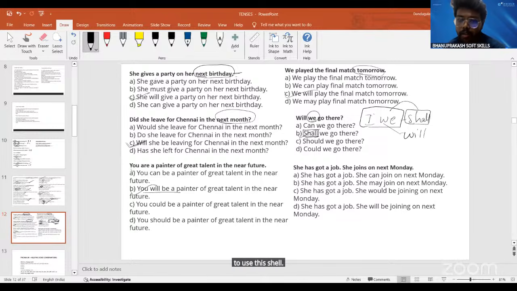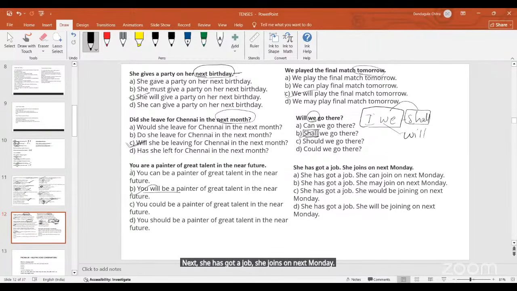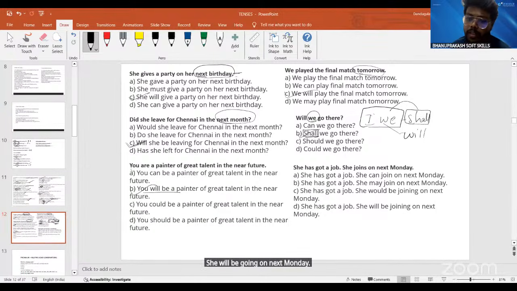Next, she has got a job. She joins on next Monday. D, sir. She has got a job. She will be going on next Monday. Yes, she will be joining on next Monday, right?